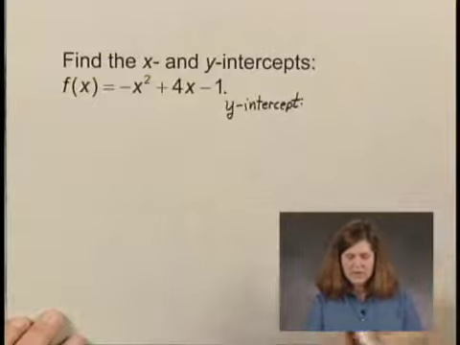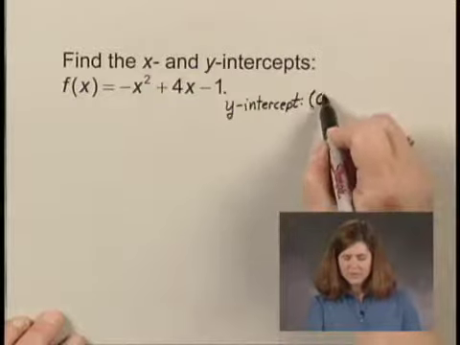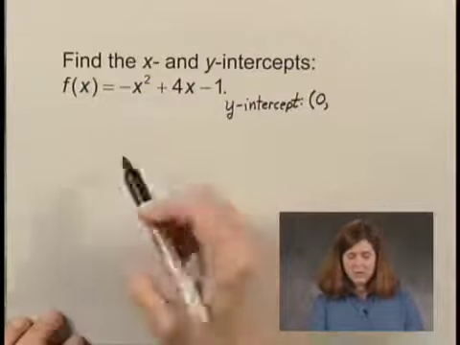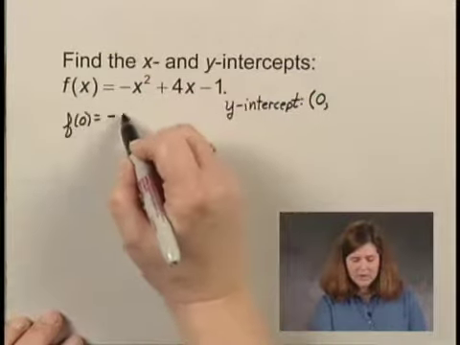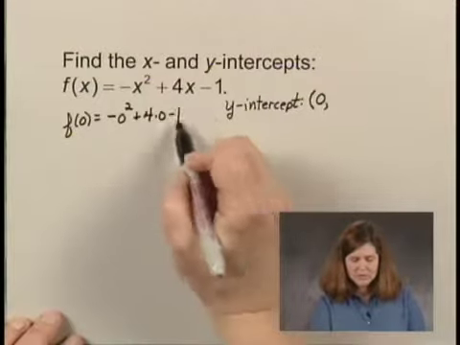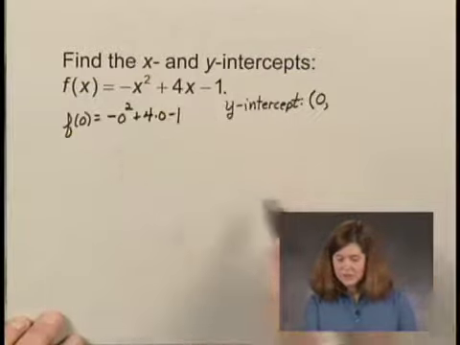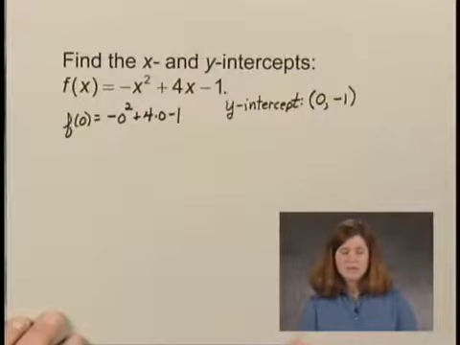The y-intercept will be a point, and the first coordinate of the point, the x value, will always be 0. The second value will be the function value at 0, or f of 0. So let's find f of 0. That's the opposite of 0 squared plus 4 times 0 minus 1, which will give us 0 plus 0 minus 1, or negative 1. So that's the y-intercept.